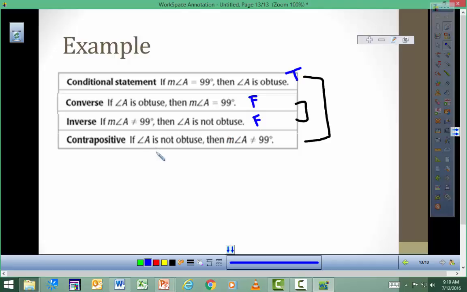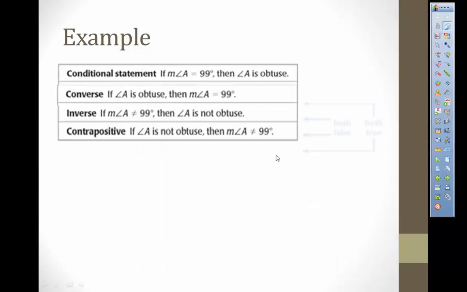Now let's look at the contrapositive. If angle A is not obtuse, then it's certainly not 99 degrees. And that would be true, because it would also be not a whole bunch of other angles as well, but it's certainly not 99 degrees, because in order to be 99 degrees, the angle would have to be obtuse. So we would say this one's true. So notice once again that these are both together. They're always going to be the same, and these two are going to be the same. And there you have it, both false, both true.